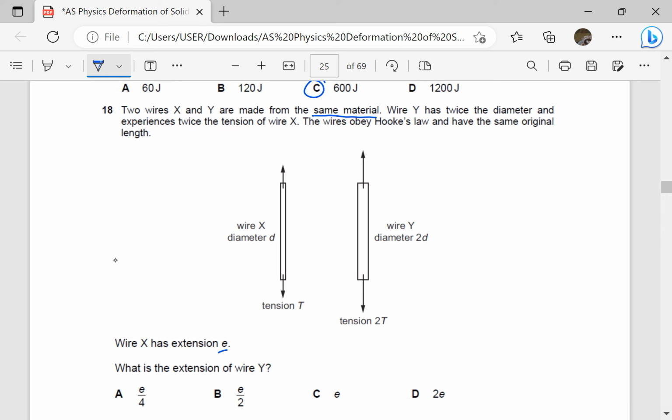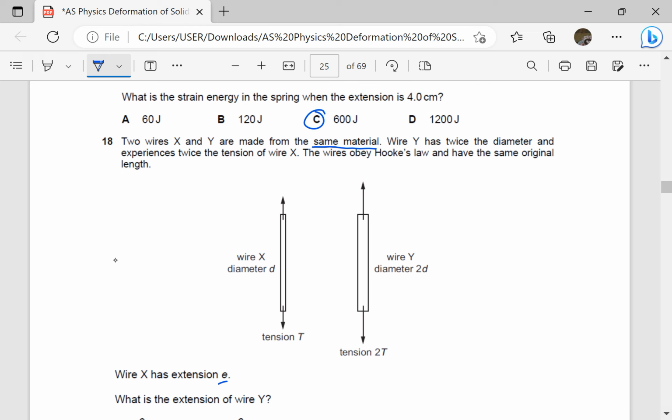So since they have the same Young modulus, I'll just equate the equations of both. Young modulus is going to be the force over area times original length over extension. Since they mentioned the diameter, area is going to be pi d squared over 4. So the expression will become 4F times the original length divided by pi d squared times E.